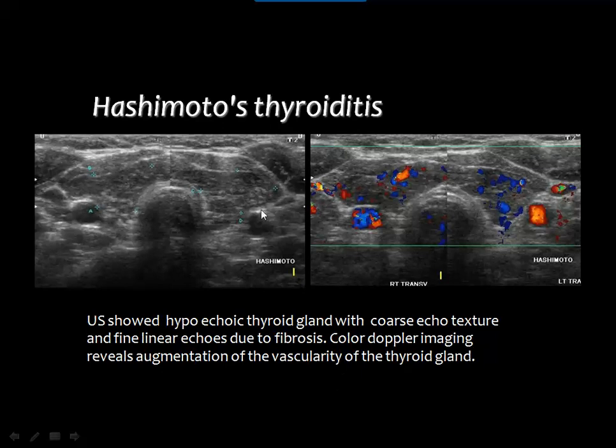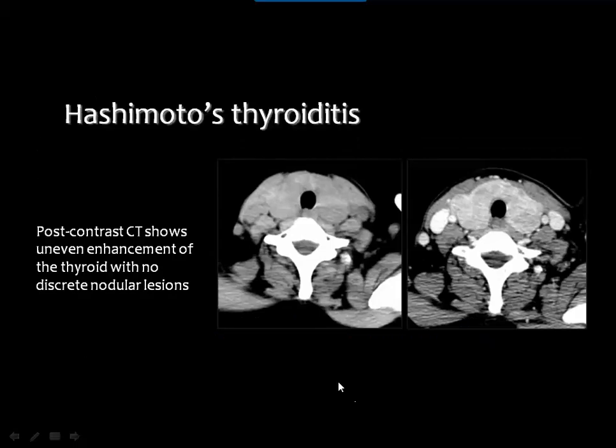In the ultrasound, you see diffuse enlargement of both thyroid lobes, and if you have the Doppler images, you can see some vascularity within the affected gland. And we know that Hashimoto's thyroiditis may show normal vascularity or low vascularity or even hypervascularity. This is not constant for the thyroid gland.